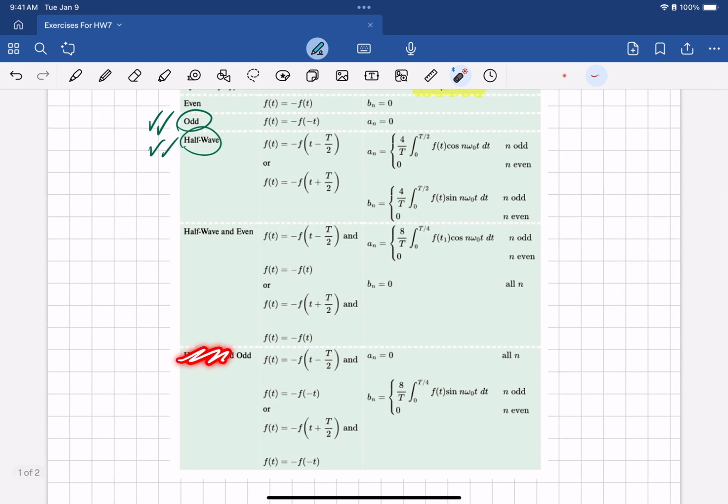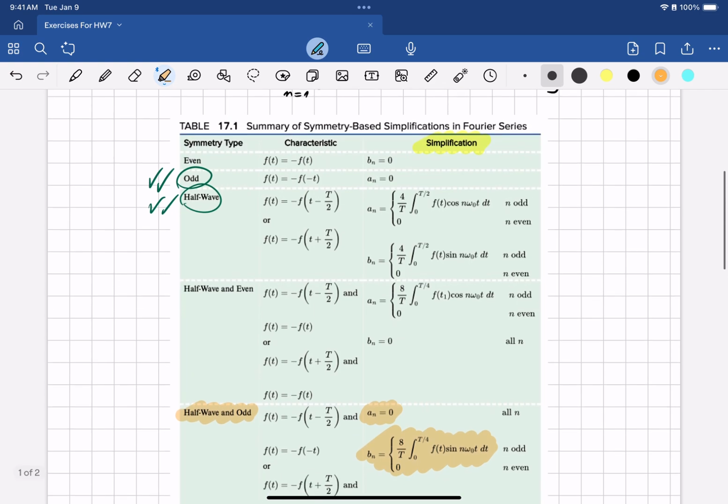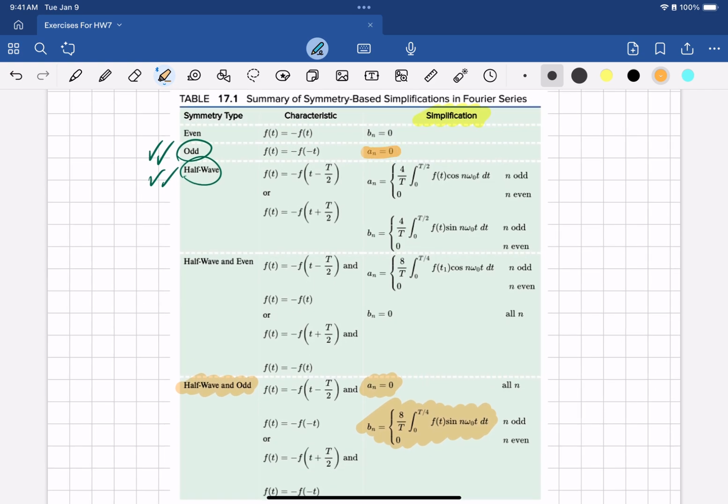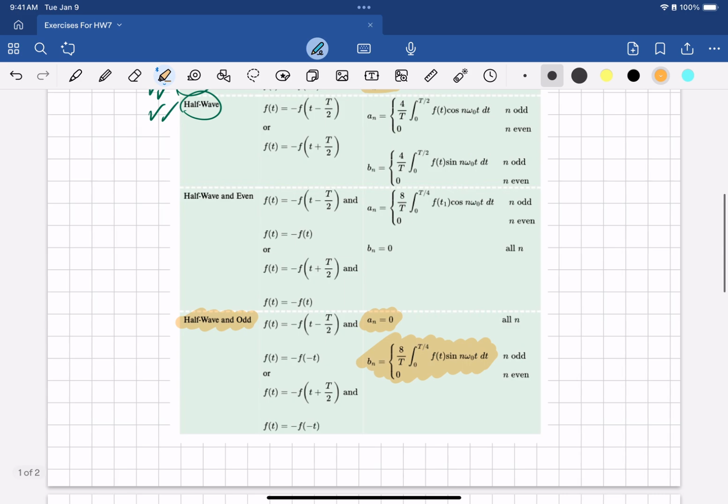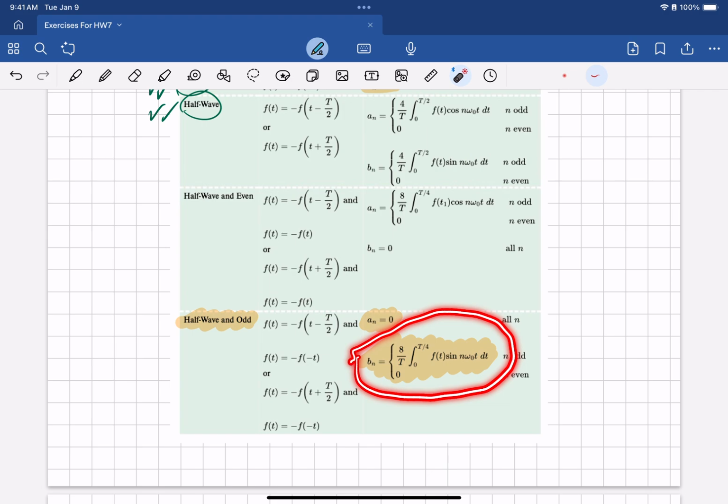So this is what we have. Sorry, I wanted to highlight this one. Half wave and odd. That means that this is what we're going to use, right? an equals 0 because the function is odd, so definitely an equals 0, and bn equals this. So instead of integrating the whole period or half of the period, we're just integrating 1/4 of the period, because that's enough to capture all the spectral information of that function.